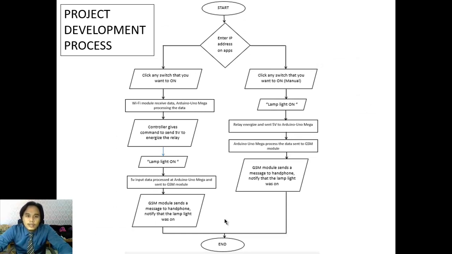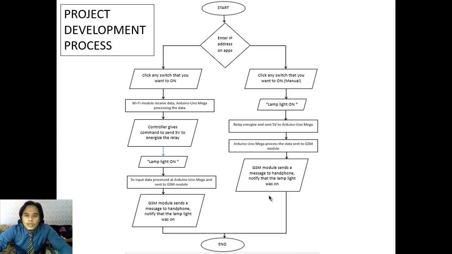So the next one is the project development process. This is my project process. As you can see, the first step is we must enter the IP address on the app. I might add something new to my system, which is a username and password, so they are set for security.